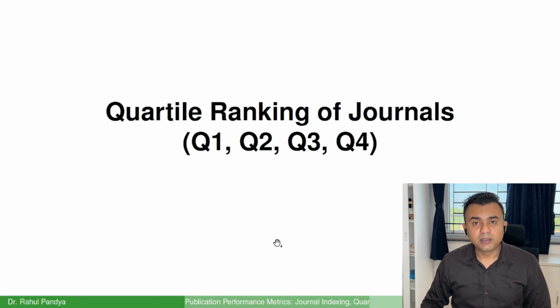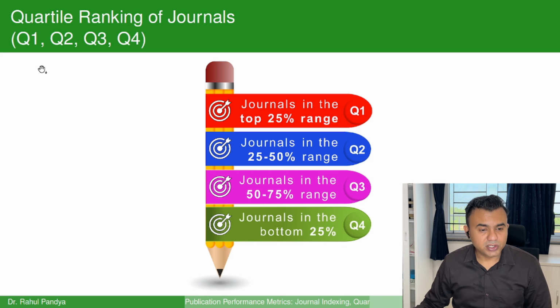In this section, we will discuss the quartile ranking of the journals. There are various journals which are categorized as Q1, Q2, Q3, and Q4. We want to understand what Q1, Q2, Q3, and Q4 are.